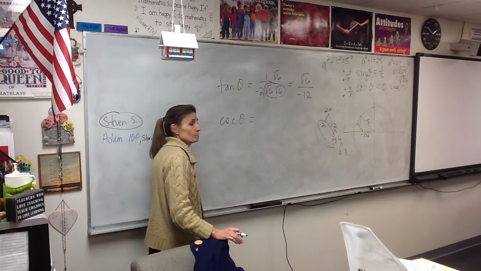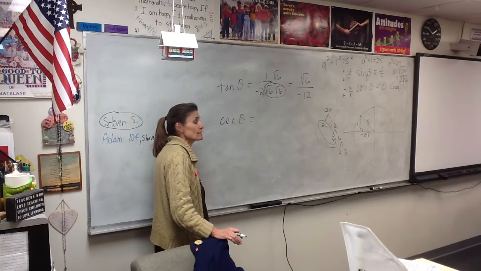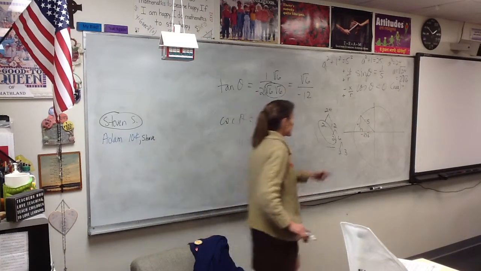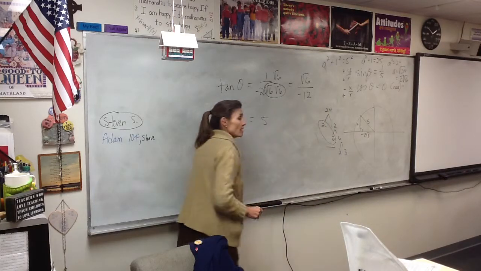Cosecant. What's cosecant? Reciprocal of sine. The sine is 1/5, so the cosecant must be 5 over 1.